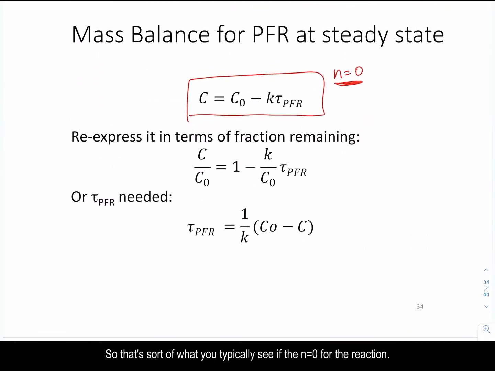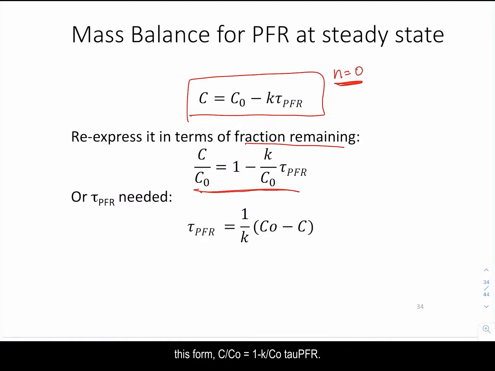Okay, if I want to re-express this in the form of the fraction remaining, I can do so too. If I rearrange them, I can put them in this form: C over C naught equals 1 minus k over C naught times tau PFR. This is sometimes powerful if you want to calculate, with respect to a certain amount of time, how much concentration will be remaining relative to the initial concentration. Or you can do it the other way around, which is oftentimes more useful, solving for tau PFR. If I want to achieve a certain performance goal, how long does the water need to stay there, and so on, right?